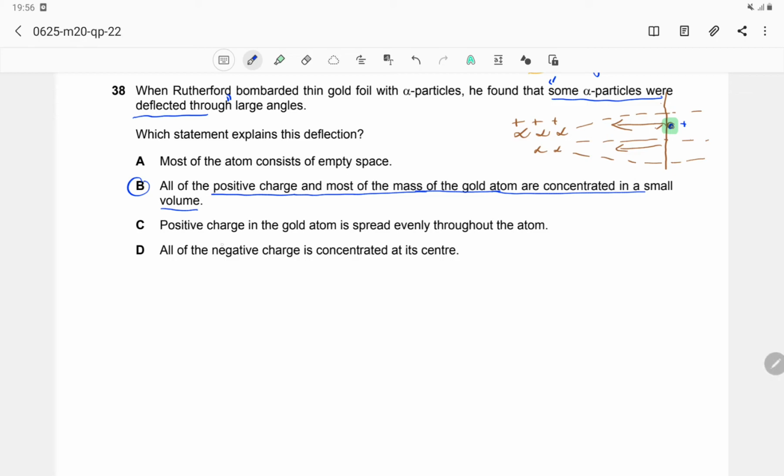Option C says the positive charge in the gold atom is spread evenly throughout the atom. If it's spread evenly, what will happen? All the alpha particles will get reflected, because this positive charge and the alpha particle are both positive. So when they hit, they will reflect back. But that is not happening. Most of the alpha particles are moving without reflecting. Option D, all of the negative charge is concentrated at its center. That is also wrong. So the correct answer is option B.